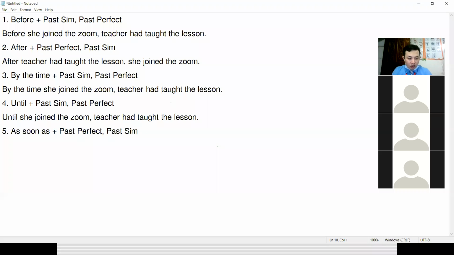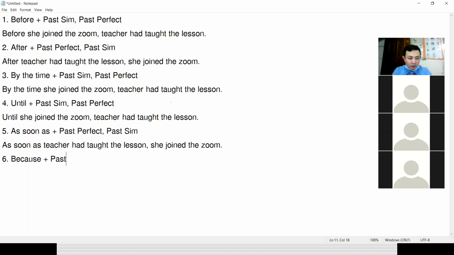Okay, so as soon as teacher had taught the lesson, she joined the Zoom. Okay, we have number six with the word because. Okay, because plus past perfect, and then comma past simple.